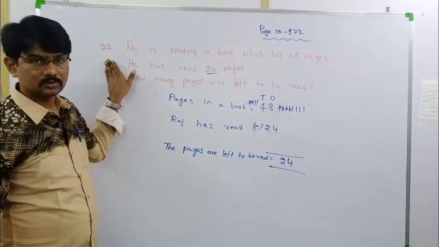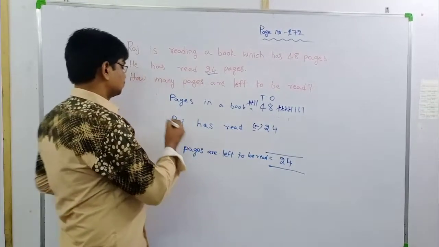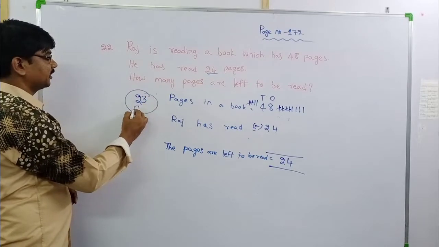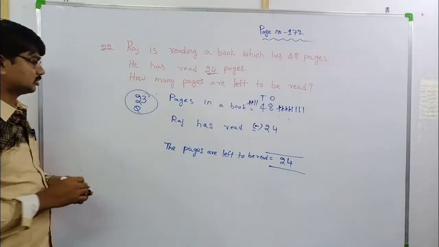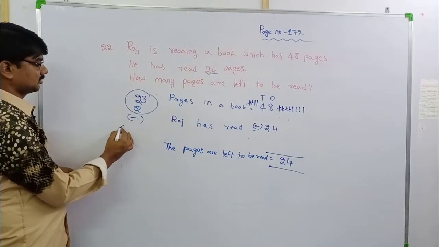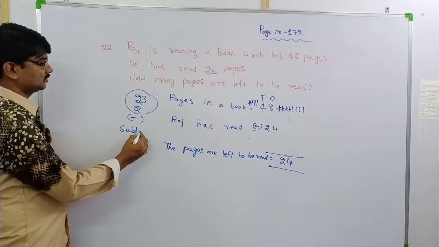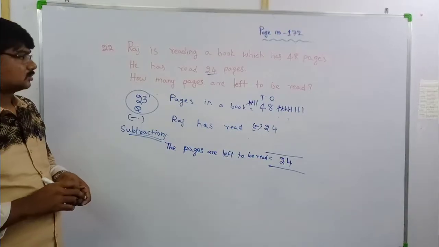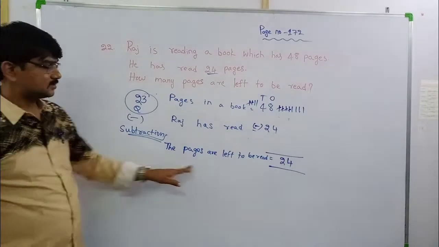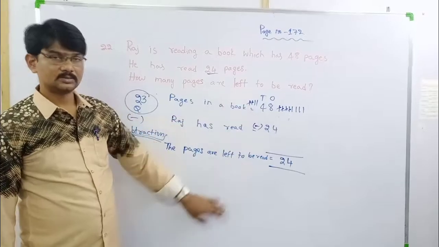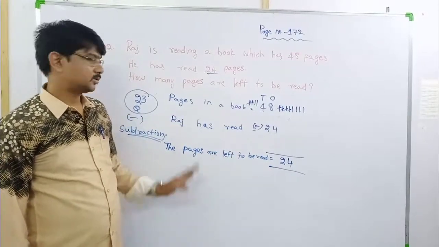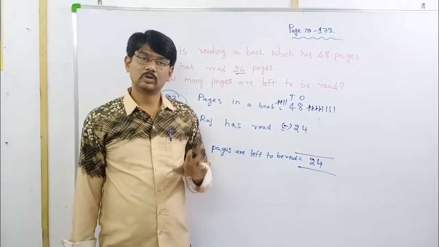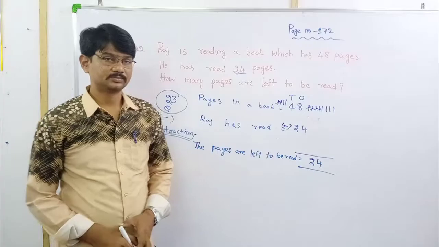Next, this is the question number 22. In your textbook, page number 172, question number 23 is there. It is also about subtraction. So same process. If you understand this process, just do it yourself. Question number 23, do your own in your homework notebook. Okay.